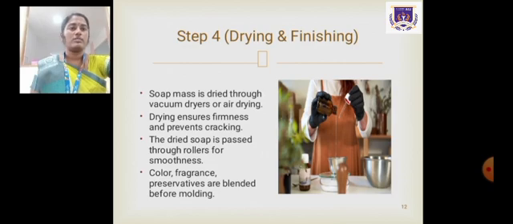And here the fourth step is drying and finishing. Soap mass is dried through a vacuum dryer or air drying. Drying ensures firmness and prevents cracking of the soap. The dried soap is passed through a roller for smoothness. Color, fragrance, and preservatives are blended before molding.